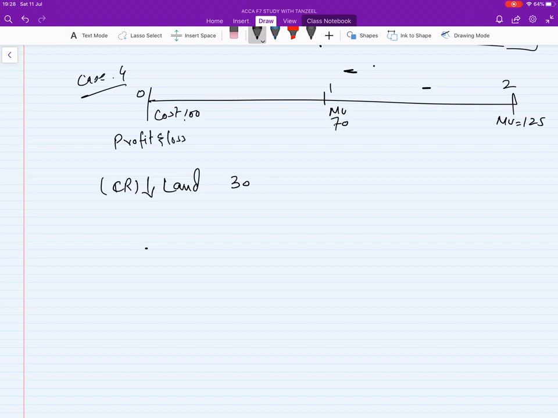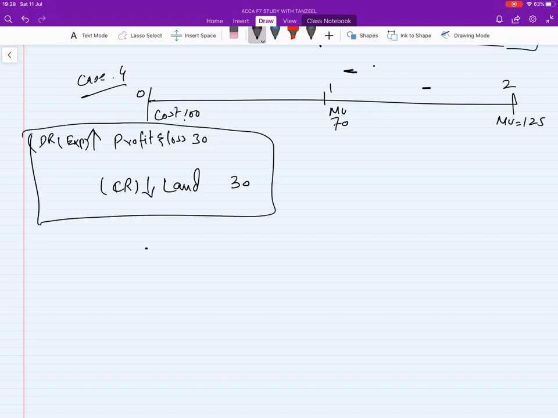We can consider as per prudence concept. 30 expense, increasing expense, so that is why we debited it. Okay, this is the case for year 1.